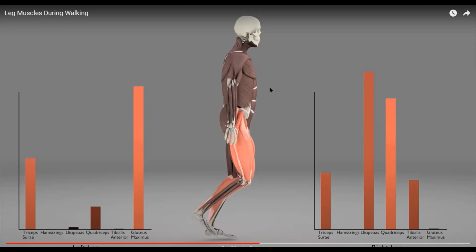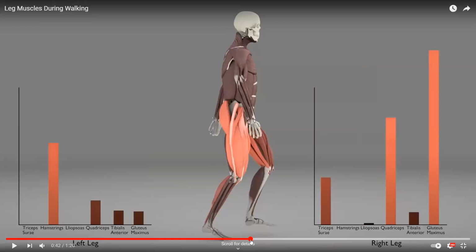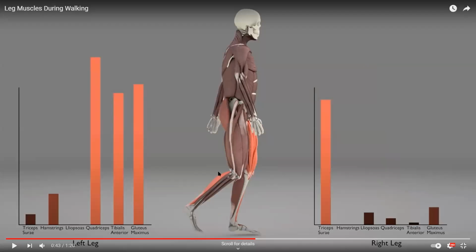Okay. Now, there's also one other thing I would like to point out here, and I didn't stop. If I could get the video to stop a little bit further back. There we go. In this part of swing, you can see that the hamstrings are on. The hamstrings are going to be on during flexion because they're clearing the leg so that it doesn't drag the floor.